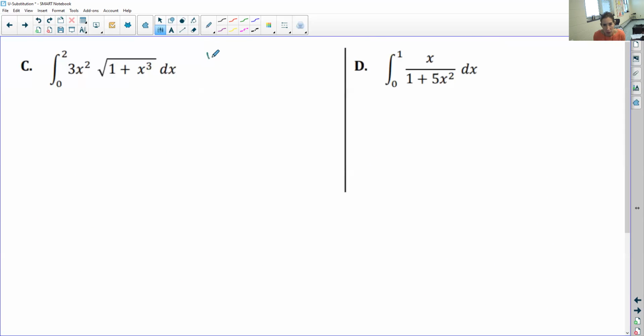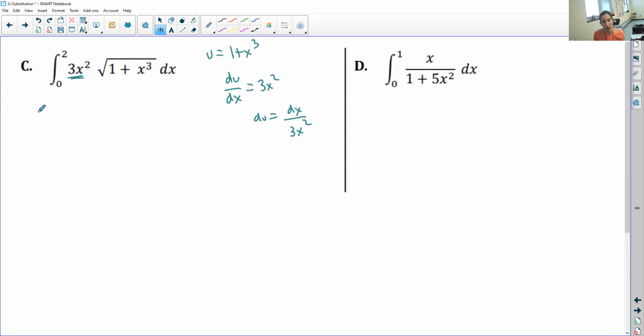So here, let's look at u. So u should be the inside function. I think it's easier here to tell that it's going to be 1 plus x cubed. Now let's find du dx. So that's going to be 3x squared. And if we solve this for du, we get dx over 3x squared. You can kind of see that it's going to work out nicely.